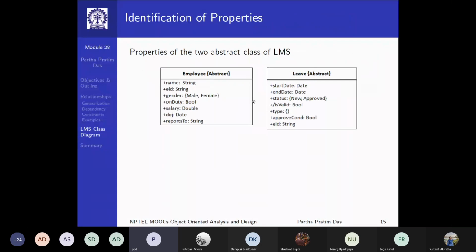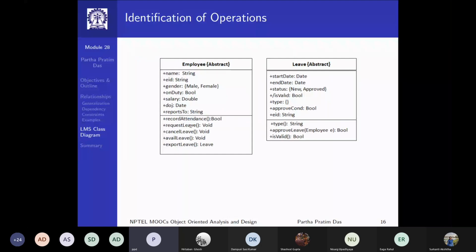We have seen this before. These are the properties. I mean, we are not getting into a specific design aspect of LMS, but more in example terms. So you could do a better scrutiny to decide if you want all of them in public or you want some of them in private or protected specifically. These are the operations added onto the employee and the leave. You can record attendance, request leave, cancel leave, avail leave, and so on and so forth. This is at the level of the abstract class.